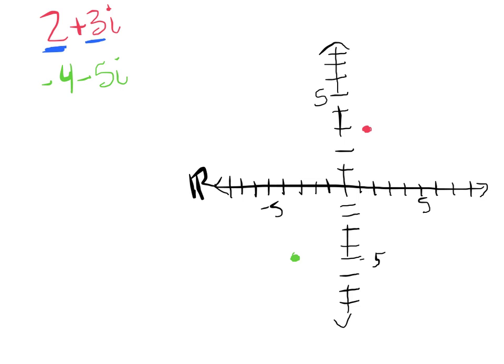Let's look at -2i. The real component of this number is 0. There isn't a real component. The imaginary component is -2. So you need to move down 2 on the imaginary axis, and that's it. This is a strictly imaginary number, so it lives on the imaginary number line.